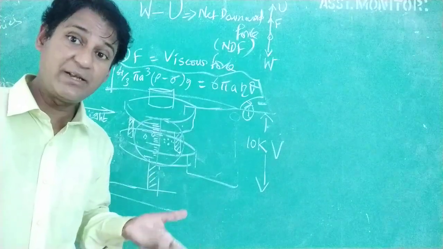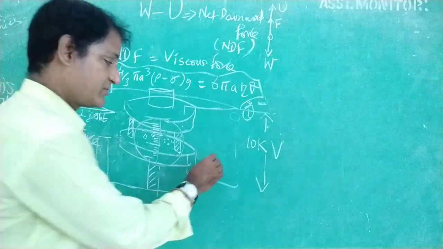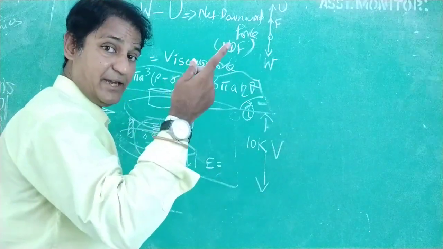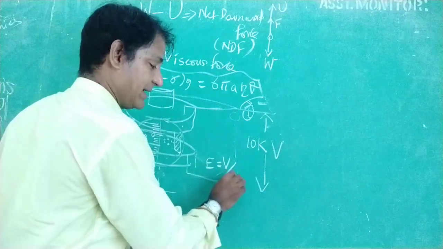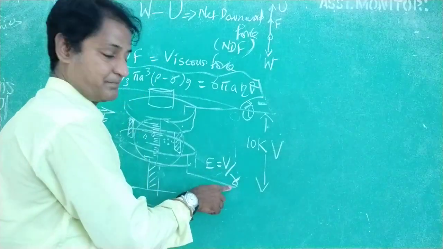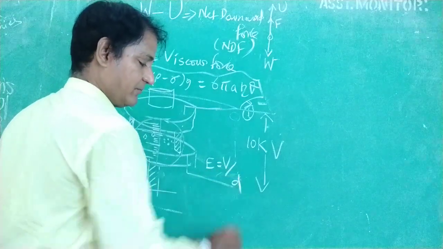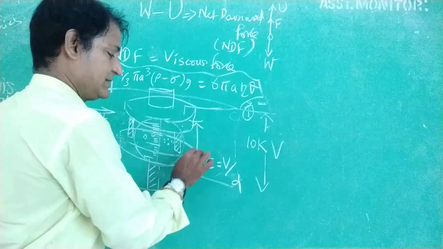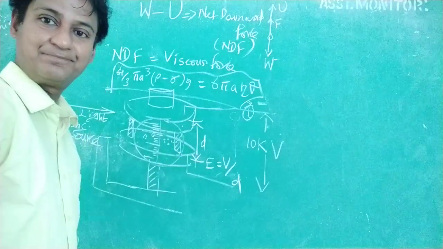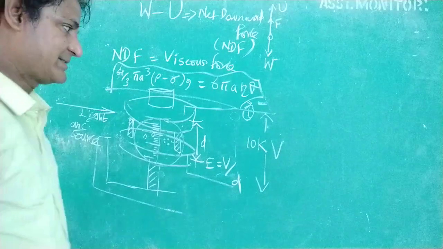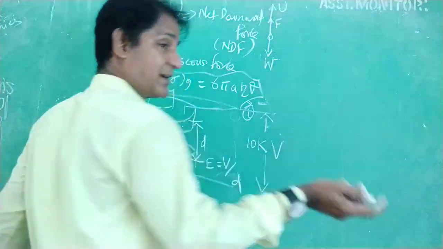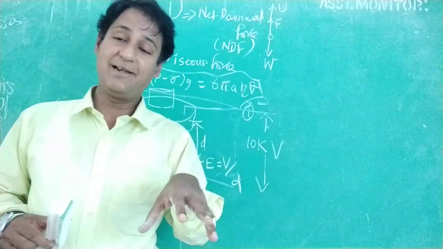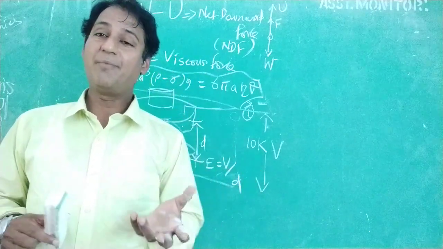So the electric field: V is equal to E into D, so E is equal to V by D, voltage by distance. D is the distance between the two circular discs. Right? Just remember this. So after applying the electric field, or by adjusting the electric field, I can make the charged oil droplet move up.